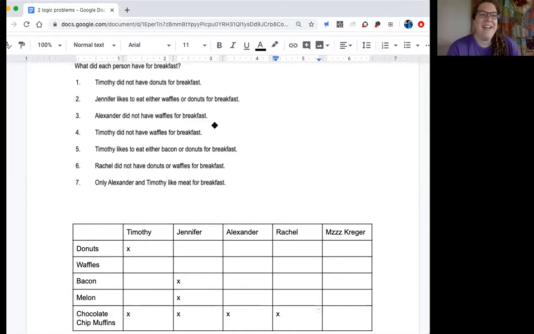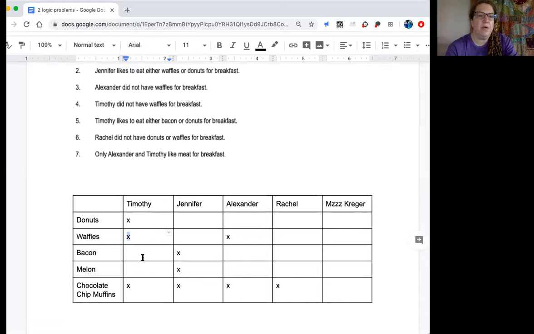Okay, so Alexander didn't have waffles for breakfast. So let's go to Alexander and go to waffles. Nope, that's not what he had. Timothy did not have waffles for breakfast. All right, no waffles for Timothy. See, I'm just looking at Timothy and waffles. Timothy likes to eat either bacon or donuts.